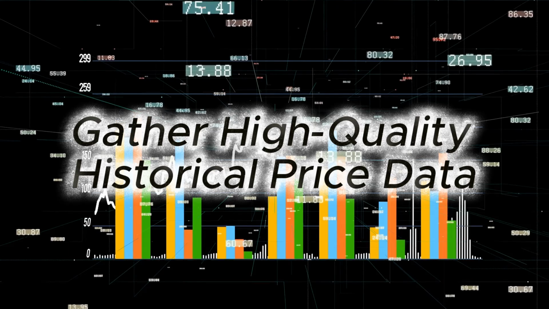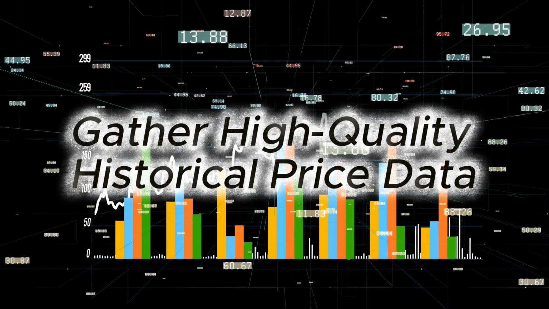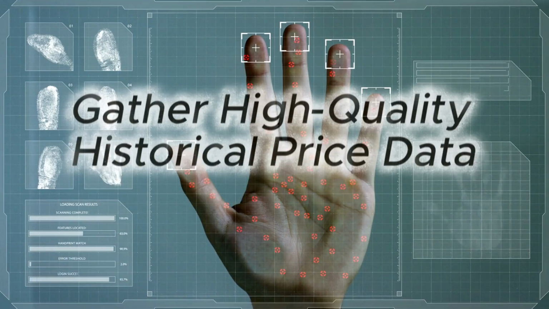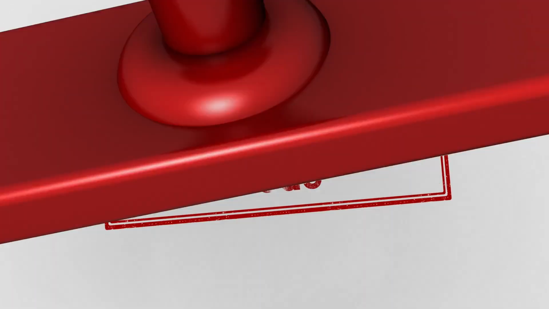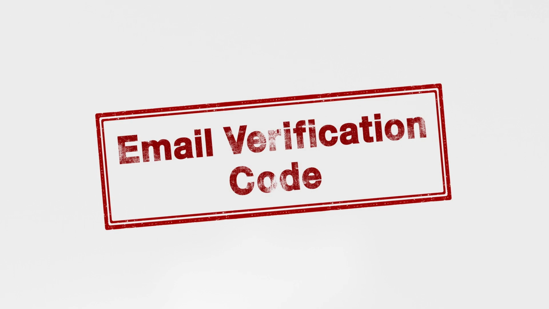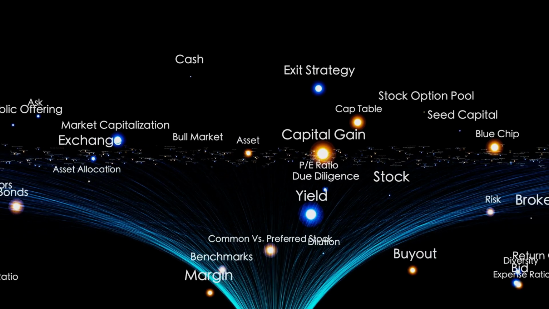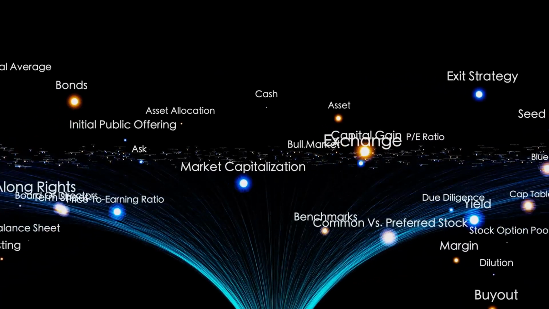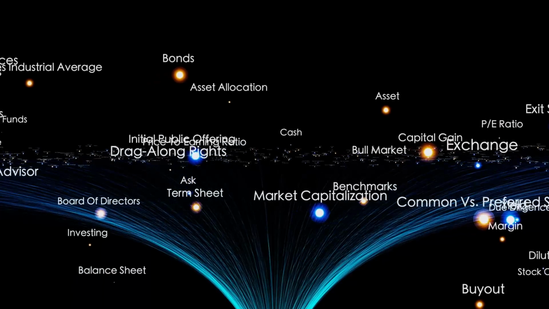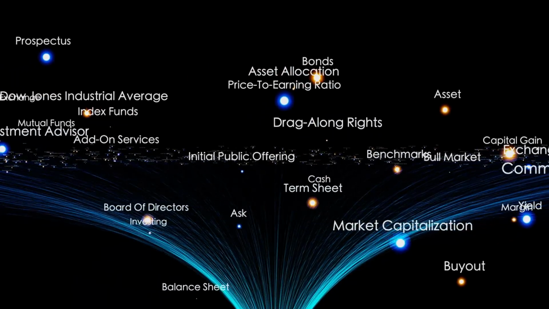Next, we need to gather high-quality historical price data. This is where many traders stumble, but we've got you covered. Only use verified, exchange-based data feeds that match your strategy's time frame. Don't forget to include bid-ask spreads, not just closing prices, and watch out for survivorship bias in your data. It can seriously skew your results.